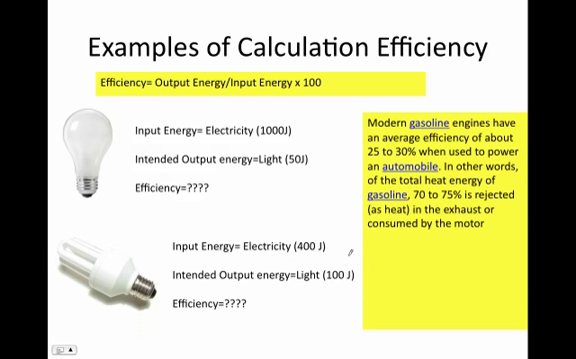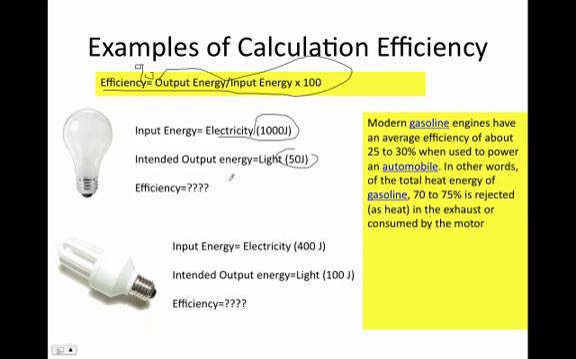We can actually calculate the efficiency of machines by comparing the output divided by the input and then timesing it by 100 to get it into a percent. Let's look at some light bulbs and we can calculate their efficiency. This is incandescent and this is fluorescent. If the amount of input, which is electricity, to run the light bulb is 1,000 joules of energy, and the output is 50 joules, what's its efficiency?